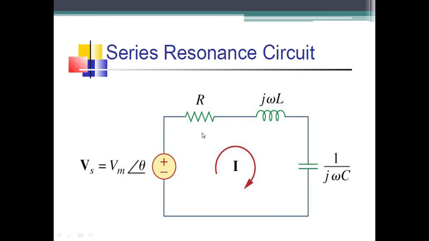Basically, once the resistor R, inductor L and capacitor C are connected in series, and their inductive and capacitive reactances are equal, then this circuit behaves as a resonance circuit.